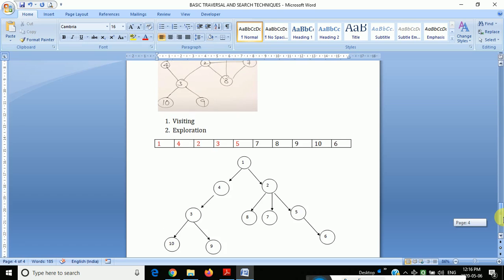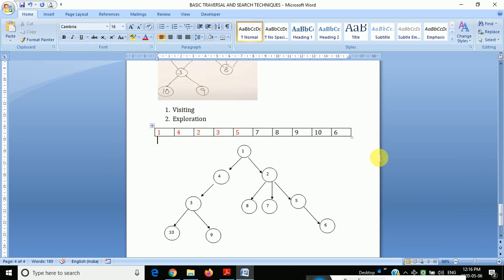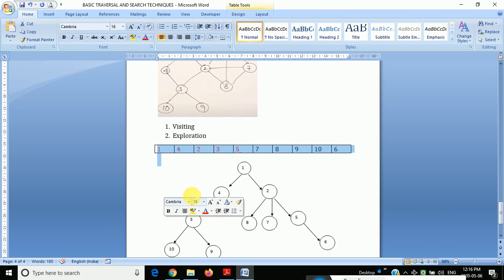This is the BFS diagram, breadth first search diagram. And we have to solve like this only. This is the queue part. Okay, then we'll move to 8, 9, 10, 6, like that. Done. So like this you have to solve in the exam also.